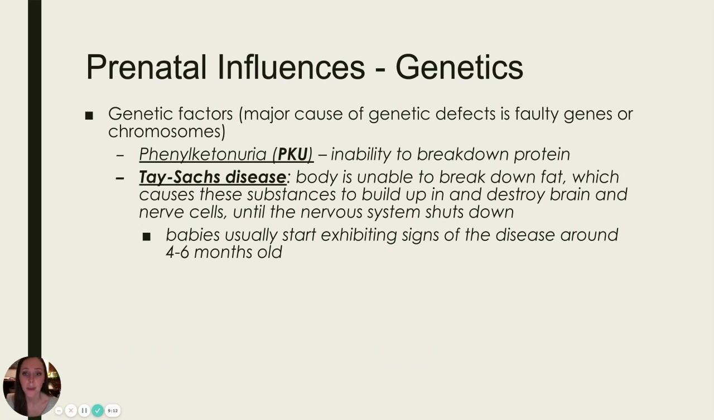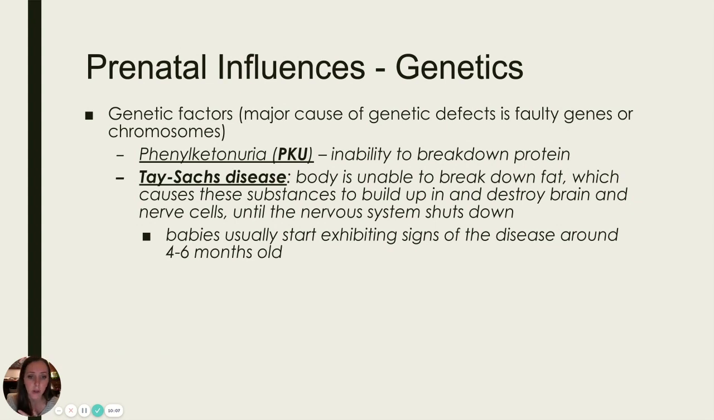Sometimes during prenatal development, there can be certain defects that happen, and one of the causes of that can be genetics. So this would just be genetic factors that cause defects, right? Due to some sort of issue with the genes or the chromosomes. So one of these can be phenylketonuria. This is the inability to break down protein. Now, that might not seem significant to you, but what it can cause later on, if not treated, is brain defects, mental retardation, seizures, and just different things like that.